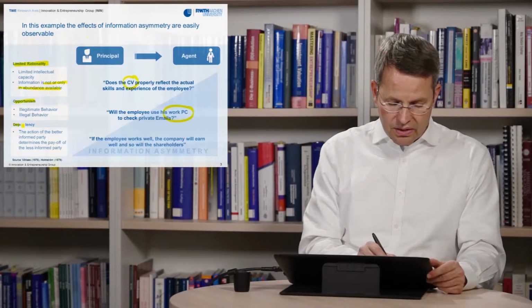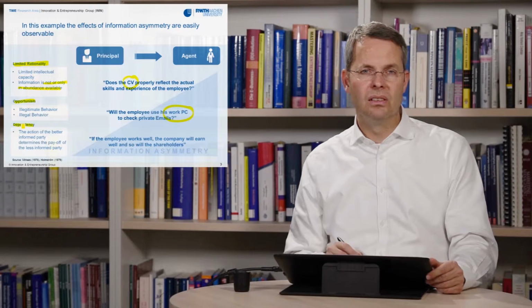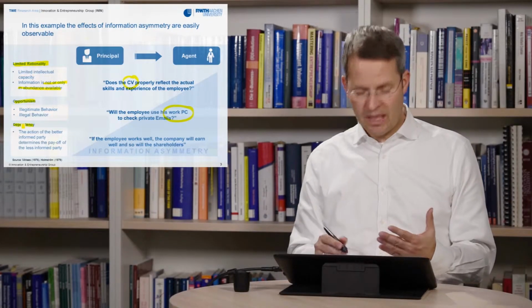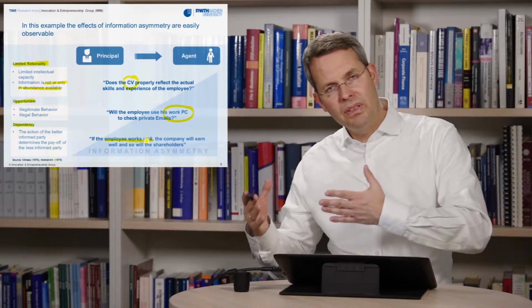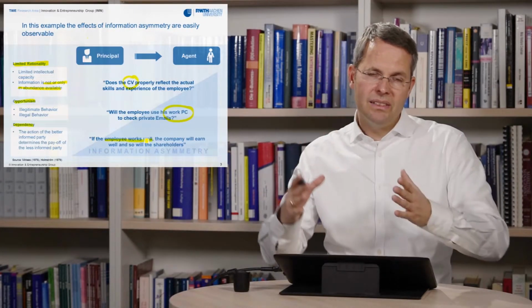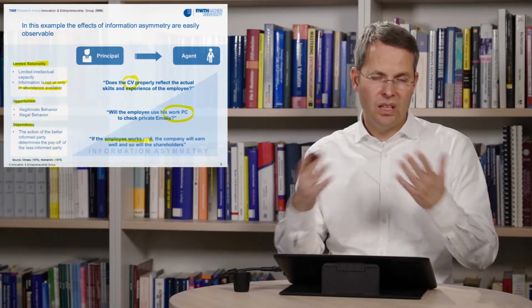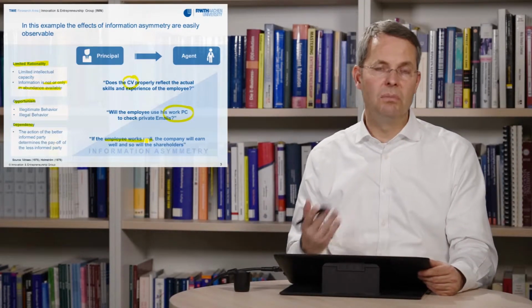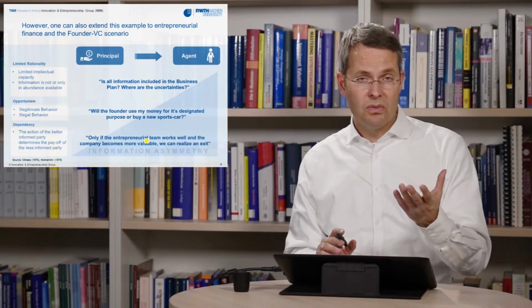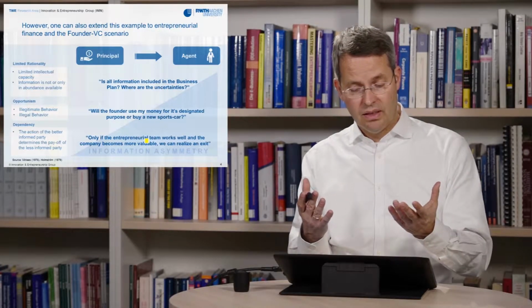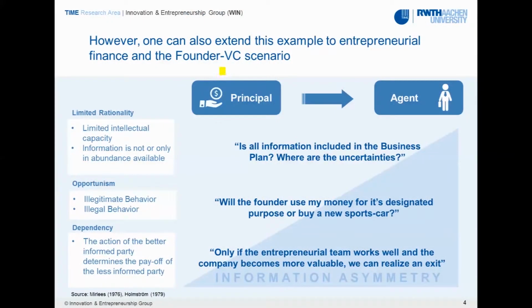But these two parties are dependent on each other because, as I said before, the employee has to work well, because only if he does that can the company do its business and make money, and the shareholders thus can make their money too. And the same situation holds true for an entrepreneur and a VC. What we normally do is conceptualize the VC as the principal and the entrepreneur as the agent.